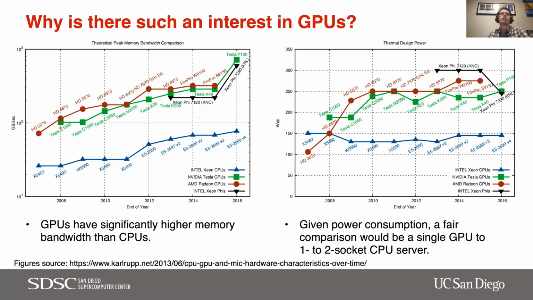In any case, what you see is that GPUs have a very high, due to the memory they're employing and the memory bus and so on, the architectures, they have a much higher memory bandwidth than CPUs. And so that's a significant advantage as well.